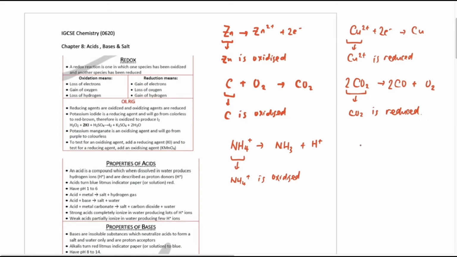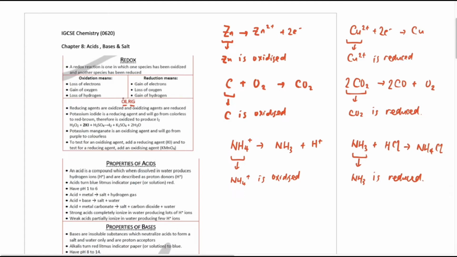Gain of hydrogen, for example, NH3, you put in HCl, and then it becomes ammonium chloride. So ammonia gains hydrogen. So this is called reduction. So ammonia is reduced.